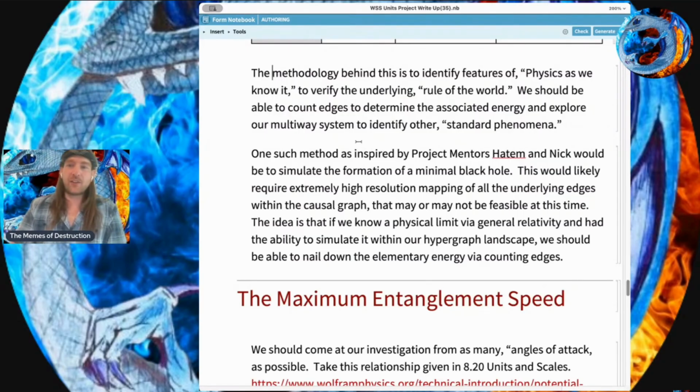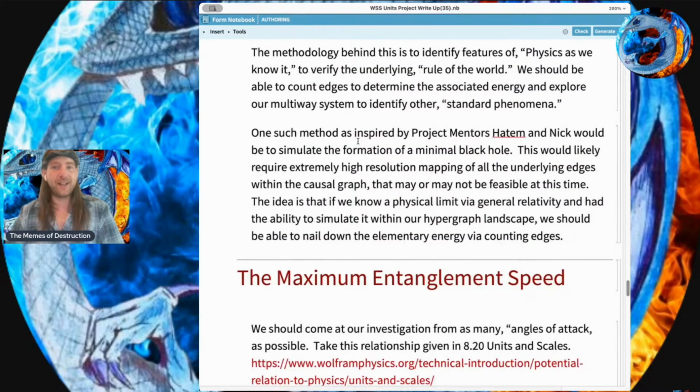One such method, as inspired by project mentors Hatem and Nick, would be to simulate the formation of a minimal black hole. So it'll likely require extremely high resolution mapping of all the underlying edges within the causal graph. That may or may not be feasible at this time. The idea is that if we know a physical limit via general relativity and had the ability to simulate within our hypergraph landscape, we should be able to nail down the elementary energy via counting edges.